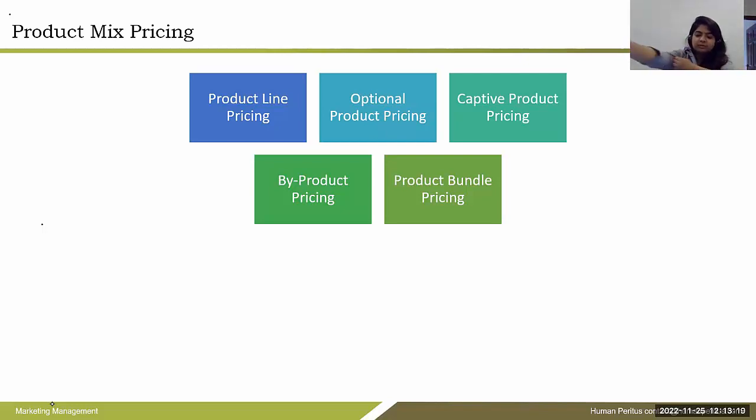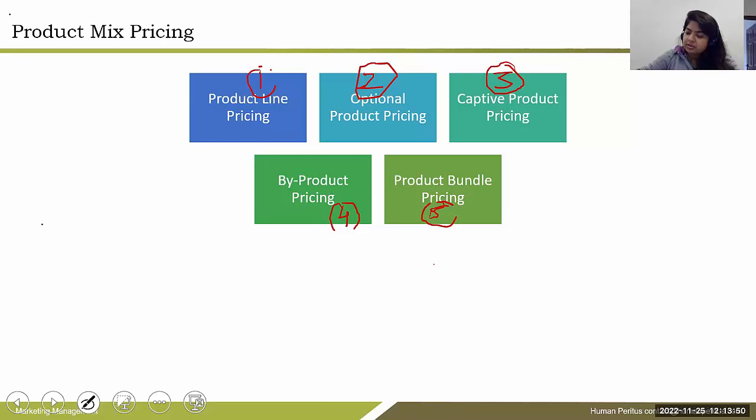That's it. Now, just to quickly revise whatever we've done, I'm assigning numbers here. I'll give you examples. You have to tell me which strategy it is. The Gillette razors are inexpensive, but the Gillette blades are expensive. Right or wrong answer, it is captive product pricing.